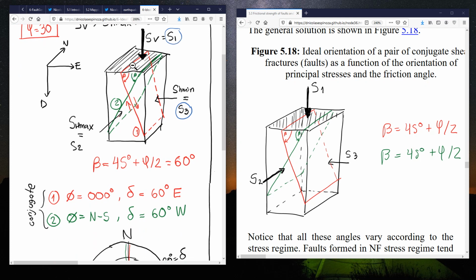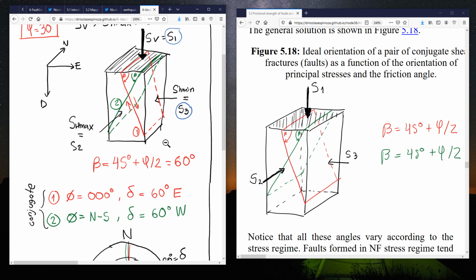And not only that, but I have also a conjugate solution, which is the other plane, number 2. So number 1, for example, has a dip that goes towards the east. But number 2, which is the conjugate solution, has the same dip, same strike line, but has a dip that goes towards the west.